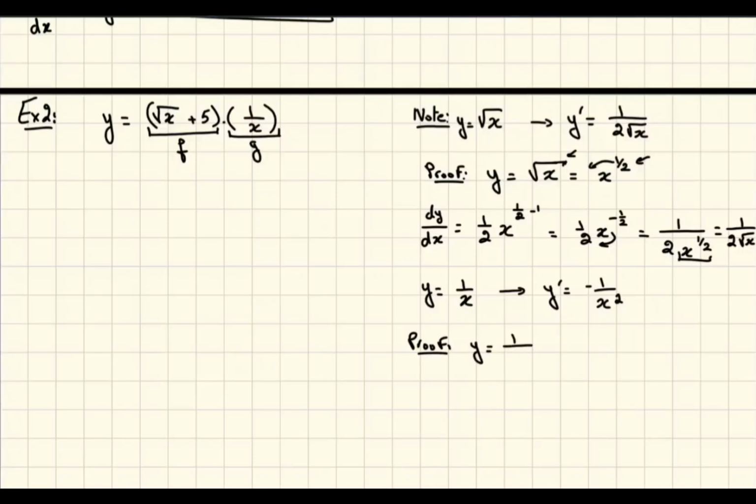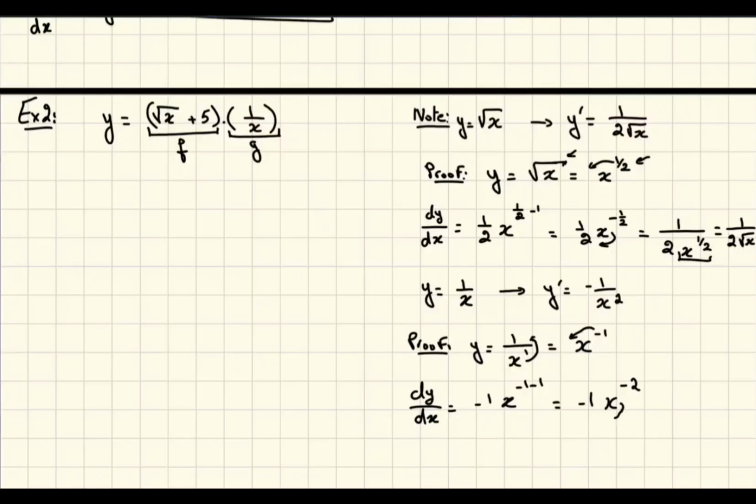Y equals 1 over x. The x has exponent 1. So I'm gonna bring it up to make it x exponent negative 1. And we know the derivative of this is to bring the negative 1 down, so it becomes minus 1, x exponent minus 1, and we need to subtract 1 from the exponent. So we get minus 1 x exponent negative 2.